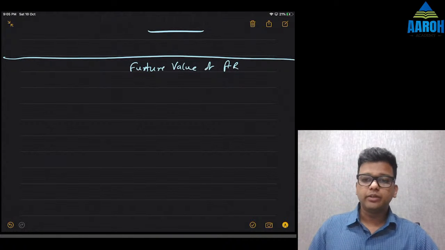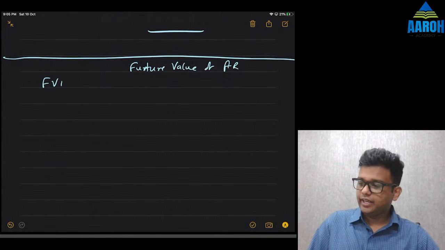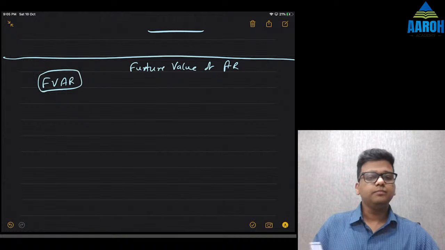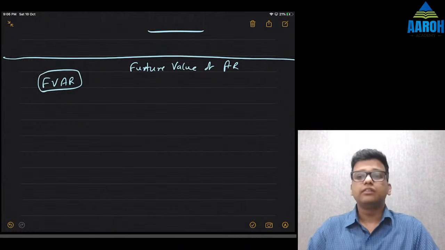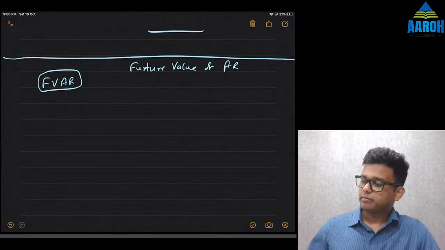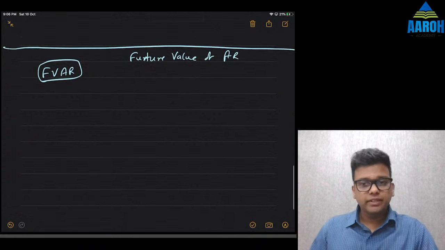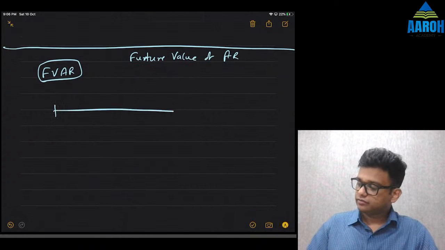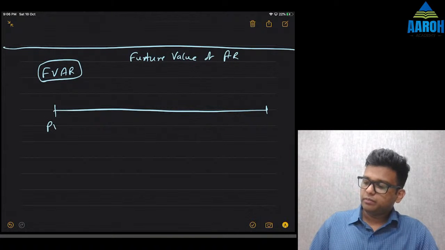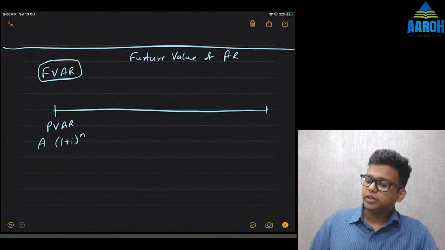Future value of annuity regular, FVAR. Now concentrate very carefully. We have the formula for present value of annuity regular. What is the formula of PVAR? A into 1 plus I raised to n minus 1 upon I into 1 plus I raised to n.